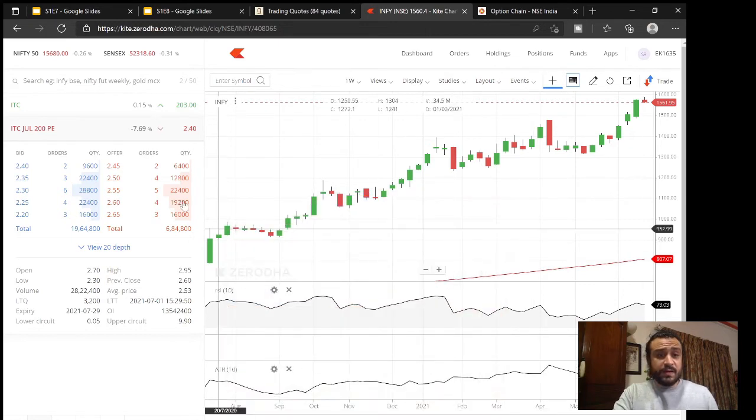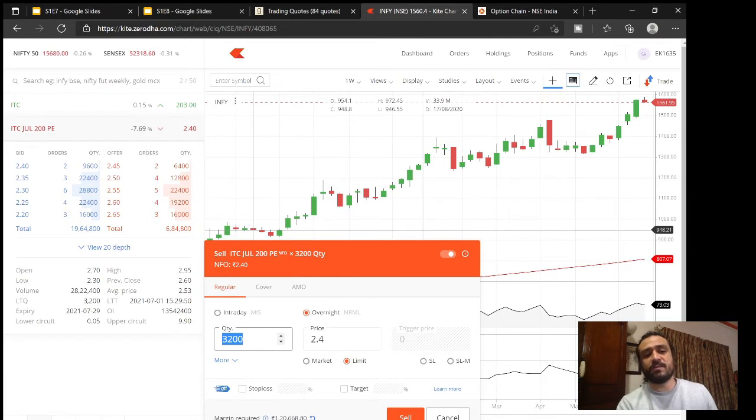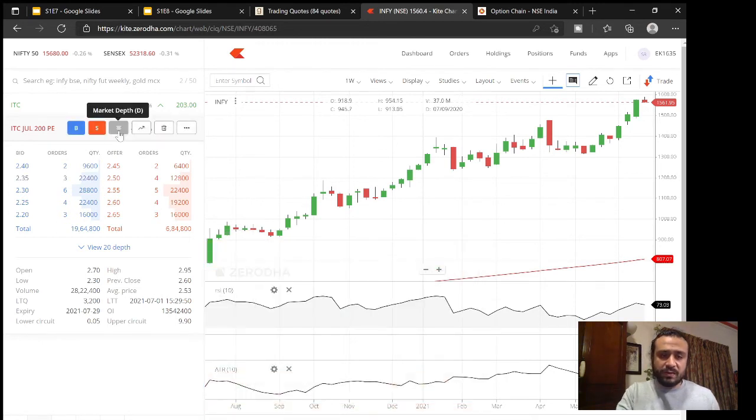Of course, if I believe that this ITC stock price is not going to fall, if it's maybe about to rise, I don't mind selling for even 2.4. If I put 2.4 and I press sell, and if the market was on, my order would have immediately been triggered. Why? Because there is somebody directly willing to buy at 2.4. You can see it here in the market depth. Is that clear? Great. So this is one thing.